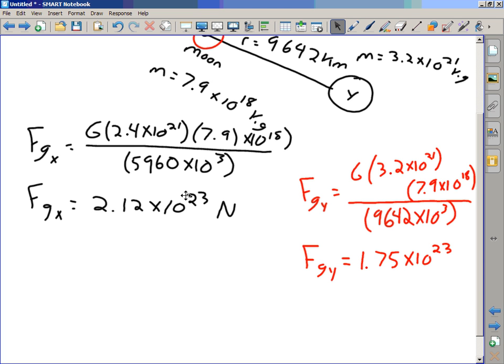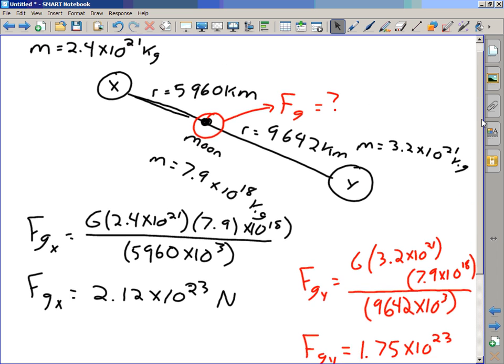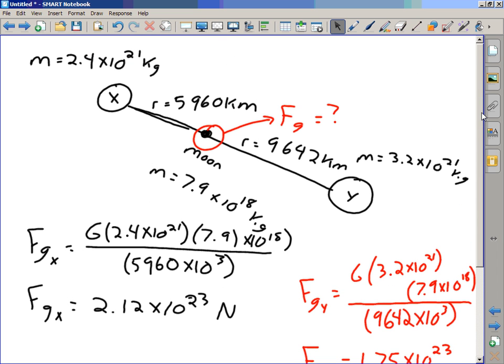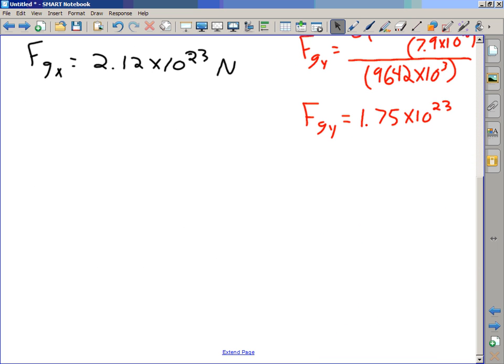Now, looking back on my picture here, that means I've got two vectors. I've got a vector for x pulling on the moon, coming back that way, equal to 2.12 times 10 to the 23rd newtons. I got a vector from y, and it's pulling on the moon back towards y, of 1.75 times 10 to the 23rd. So what can you tell me is the net force of gravity? Sum of forces, if you will. What is the net force on the moon going to be equal to?